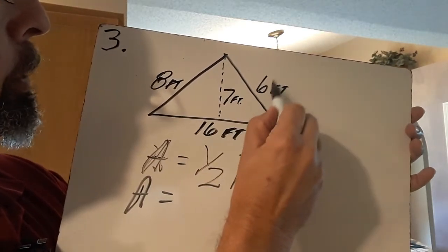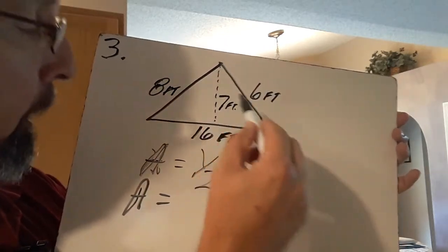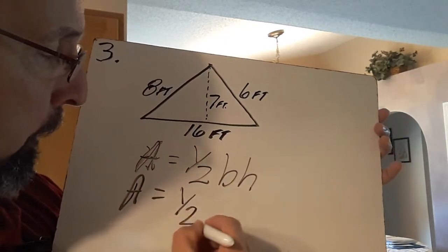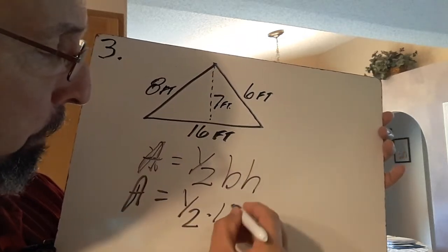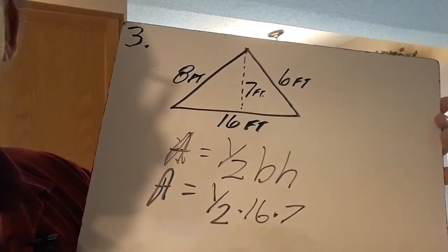Don't use this number. Right? 6 feet is not the height. 7 feet is the height. So 1/2 times the base, which is 16, times the height, which is 7. Now, do you see something here?